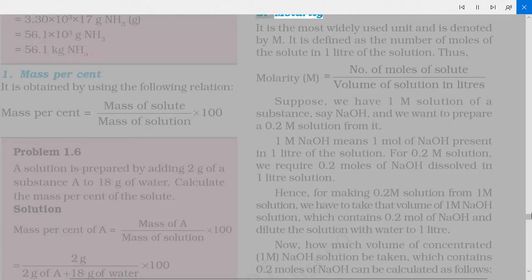Molarity. It is the most widely used unit and is denoted by M. It is defined as the number of moles of the solute in 1 liter of the solution. Thus, molarity, M, is equal to the number of moles of solute divided by the volume of solution in liters. Suppose we have a 1 M solution of a substance, say NaOH, and we want to prepare a 0.2 M solution from it. 1 M NaOH means 1 mole of NaOH present in 1 liter of the solution. For a 0.2 M solution, we require 0.2 moles of NaOH dissolved in 1 liter solution.